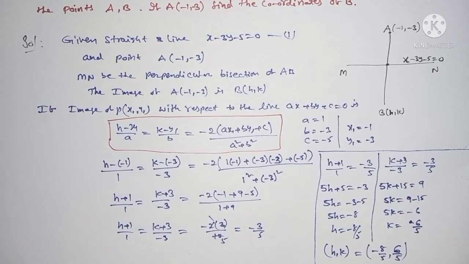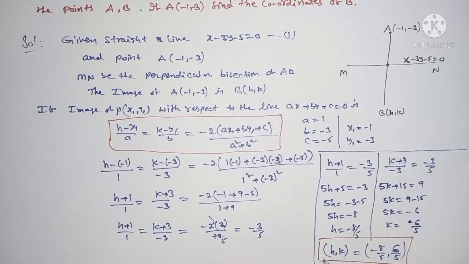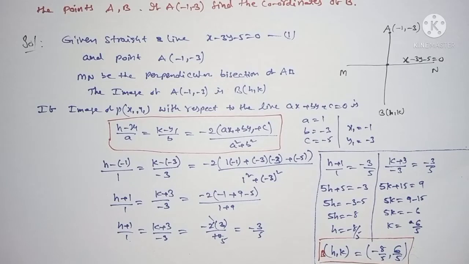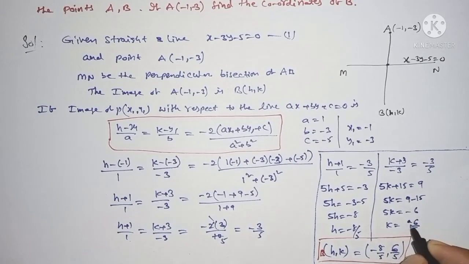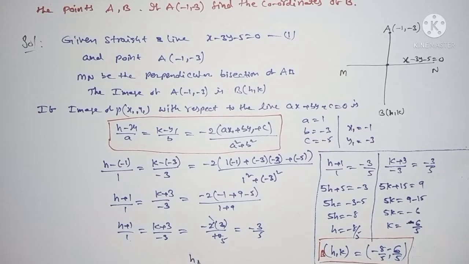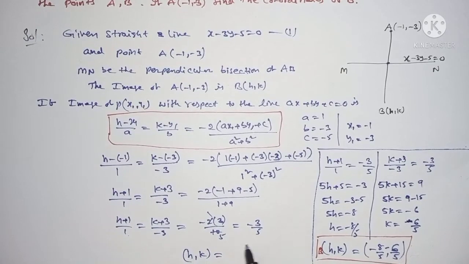The coordinates of B is h comma k. This is the B value, minus 8 by 5 comma 6 by 5. Sorry, this is minus 6 by 5. I am writing here also, h comma k is equal to minus 8 by 5 comma minus 6 by 5. This is our answer.